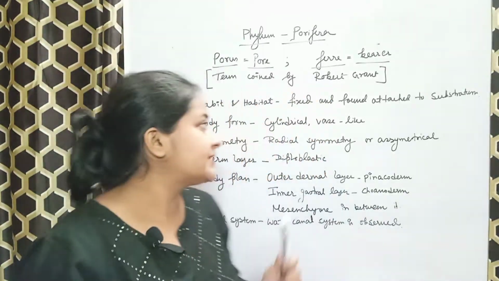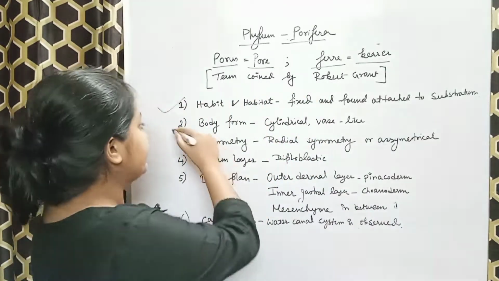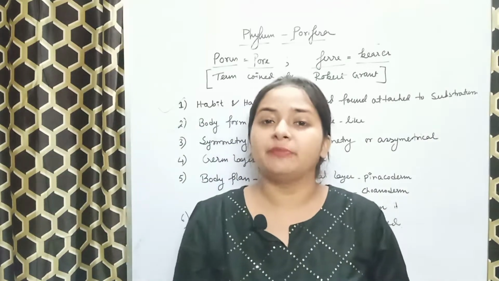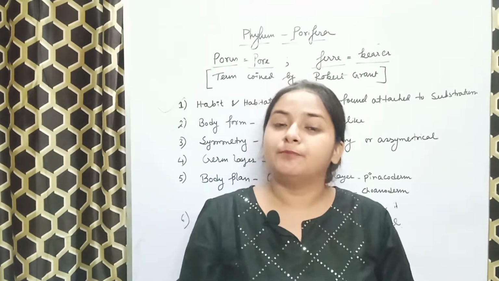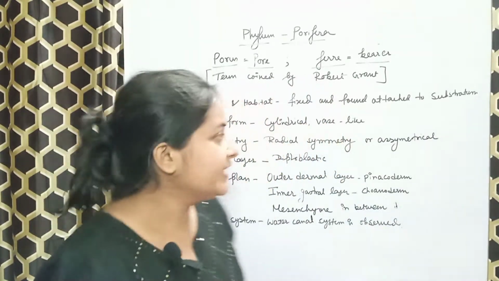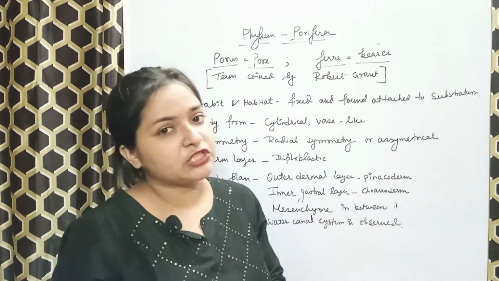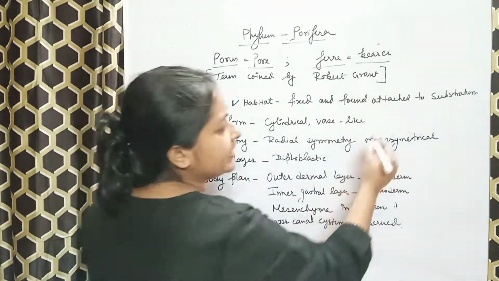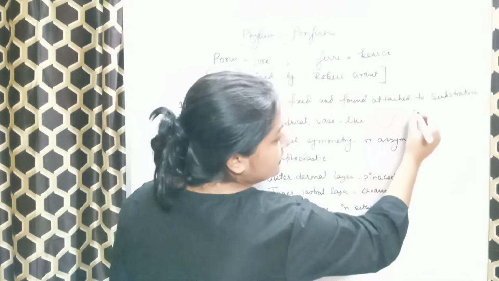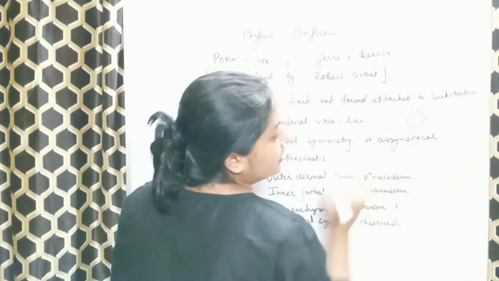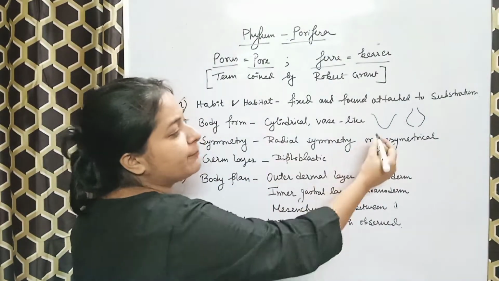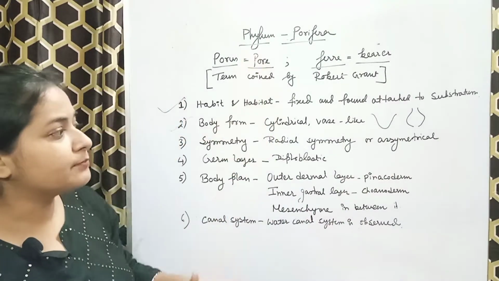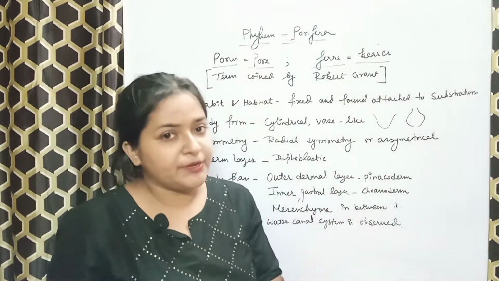Okay, next is body form. The body form is mainly cylindrical and vase-like shaped, found in most of the species of phylum Porifera. See, the body is somewhat like this. Okay, these are mainly the body structures of phylum Porifera's species.